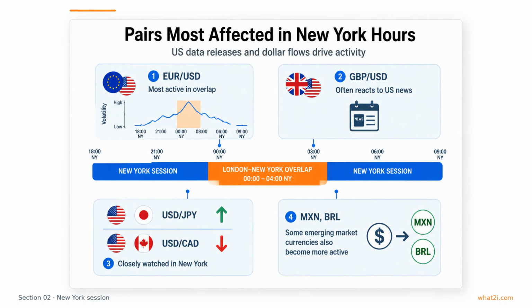New York hours matter most for pairs that respond strongly to US news and dollar flows. Euro/USD is highly active during the overlap because it combines heavy European and US participation. GBP/USD can also react sharply to US data, even when the news is not directly about the UK, simply because the dollar side of the pair is so influential.